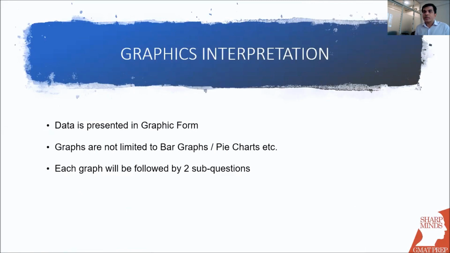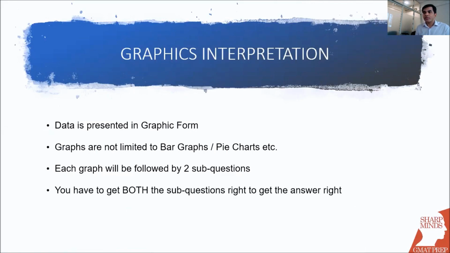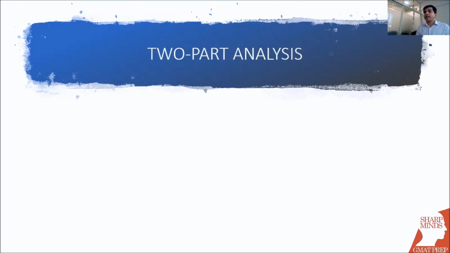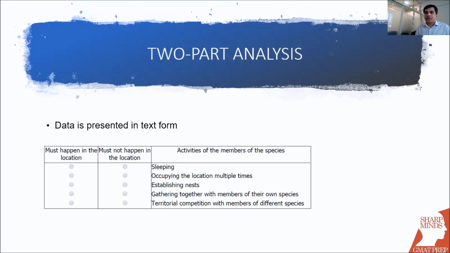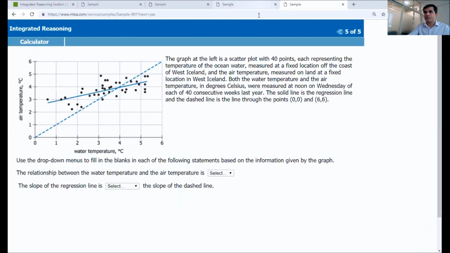So as we saw in the examples, there were 2 sub-questions, and the requirement, of course, is to get both right. The second question type is what is called 2-part analysis. The information that you'll be looking at will be in text form, and the reason why it's called 2-part analysis is that you see these columns of radio buttons, and you have to click one each to get the question right. So let's again visit the website to take a look at some examples of 2-part analysis.